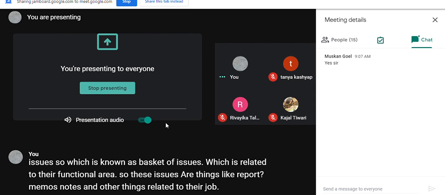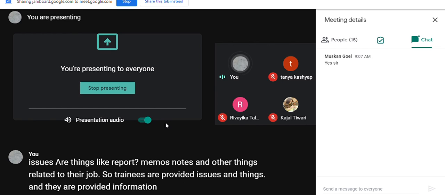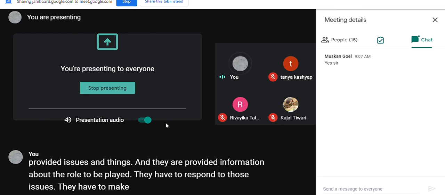So trainees are provided issues and things, and they are provided information about the role to be played. They have to respond to those issues. They have to make decisions and take action within limited time.